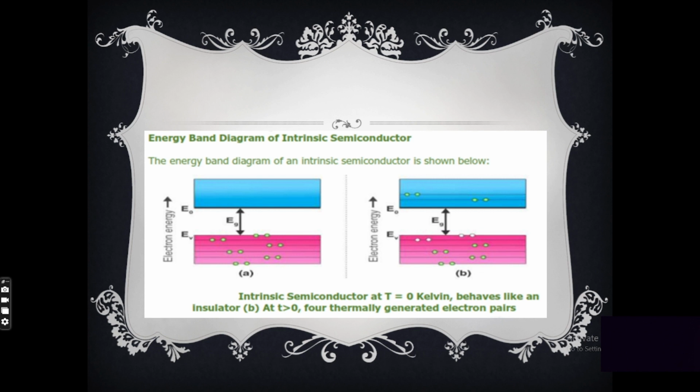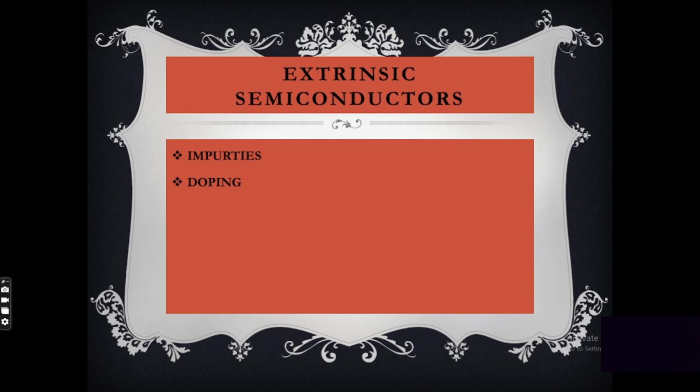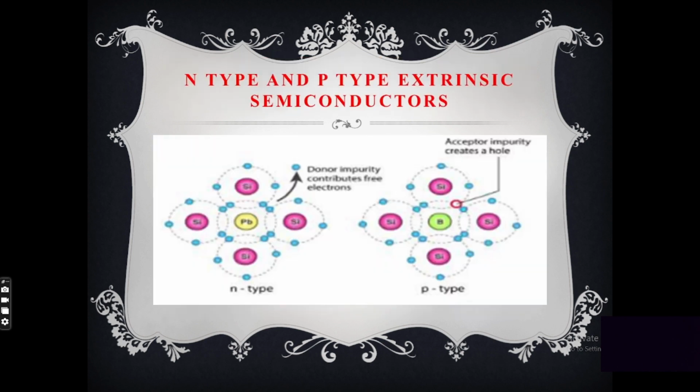If you see case B, when the temperature increases, the electrons gain energy and move from the valence band to the conduction band. So conductivity will get started. Next, extrinsic semiconductor. Extrinsic is nothing but adding impurities, that is, by the doping process we get the extrinsic semiconductor. And we have N-type and P-type semiconductors.